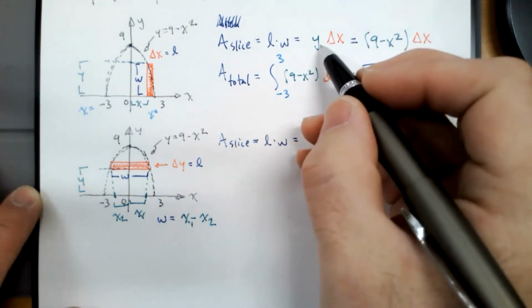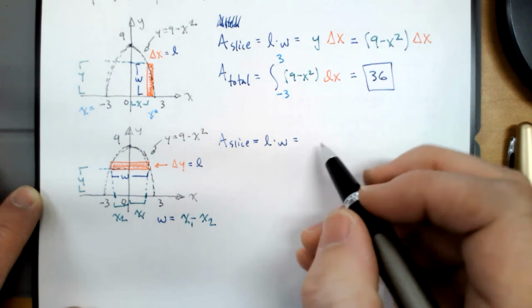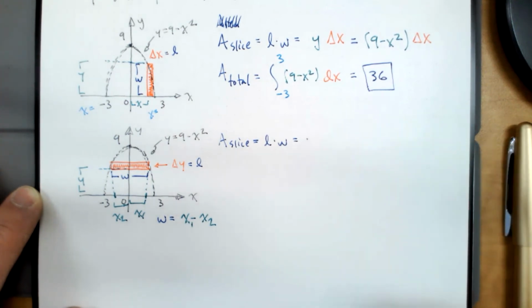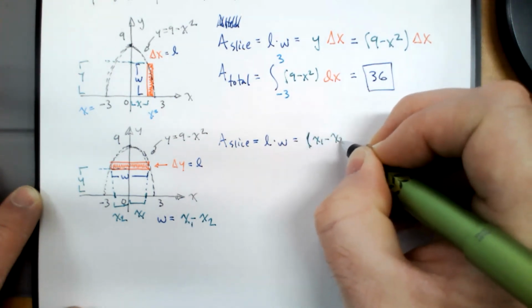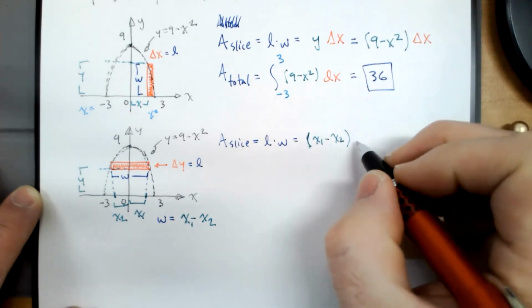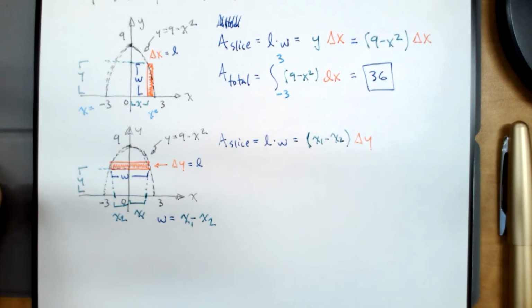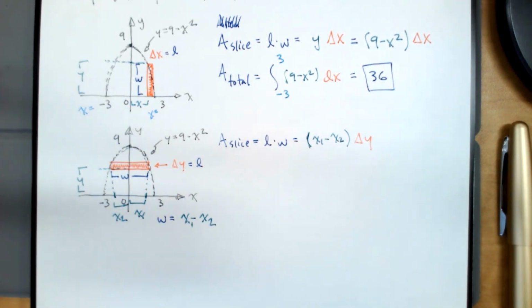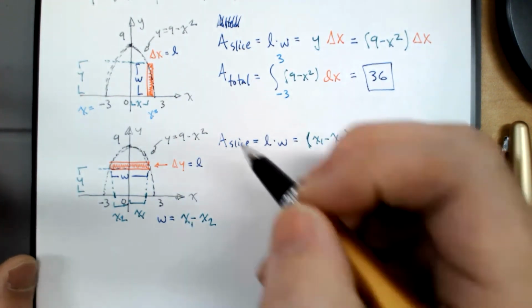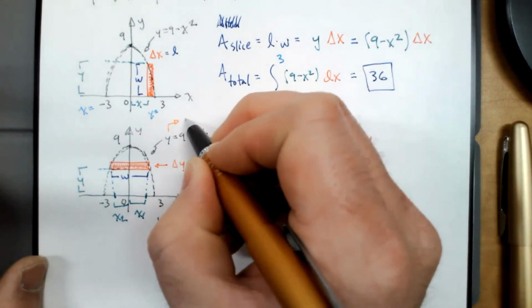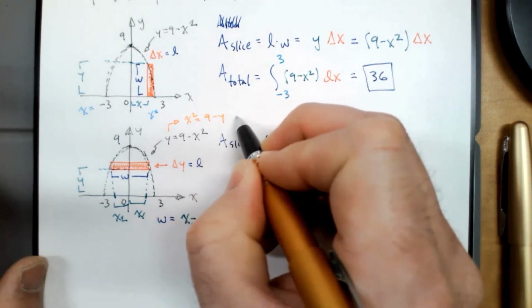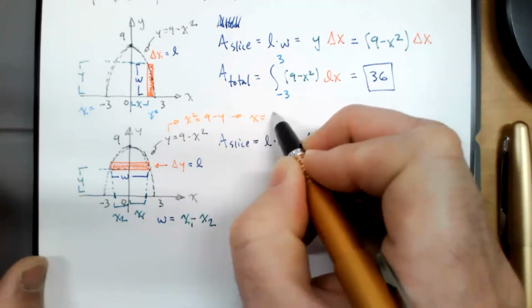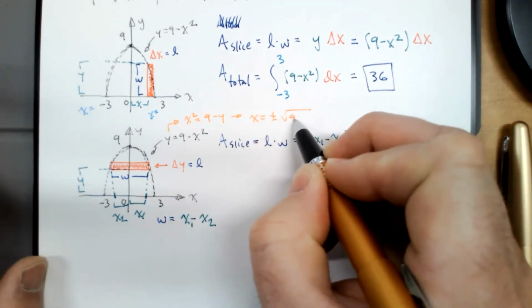So just like up above, the area of the slice is going to be the width, which was x1 minus x2, times delta y. Now this needs to get fixed because I can't integrate x's dy. So we go up to our function and we solve for x. So x squared is 9 minus y, so x is plus or minus the square root of 9 minus y.